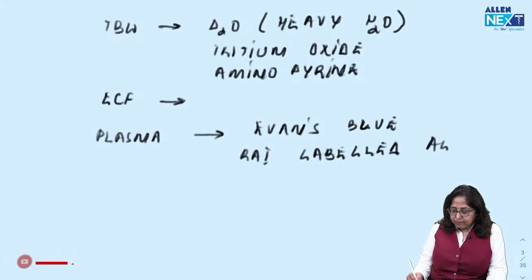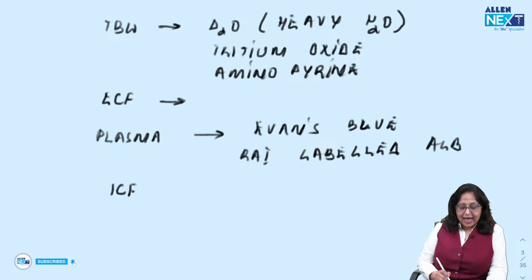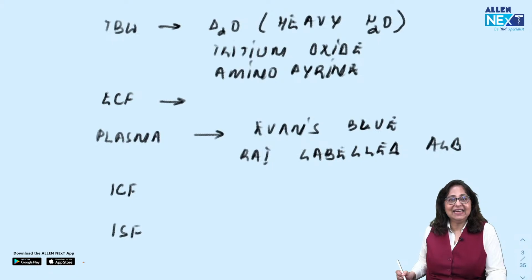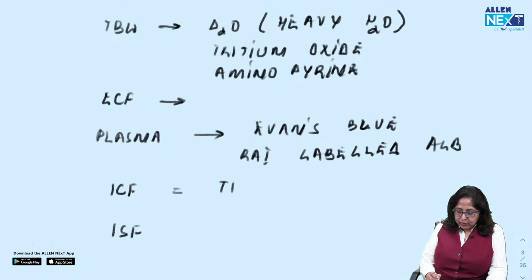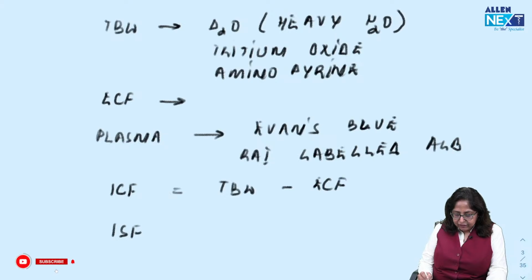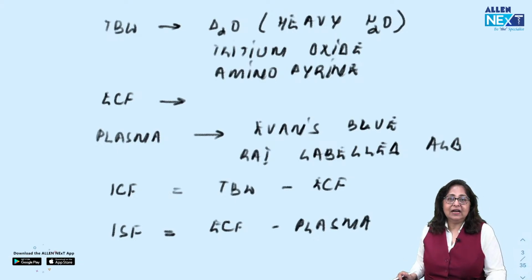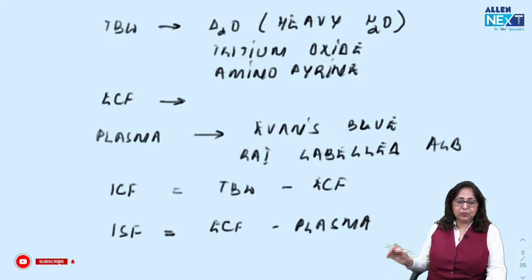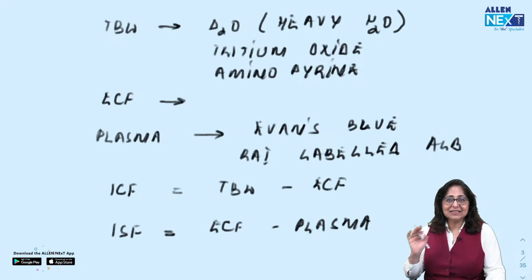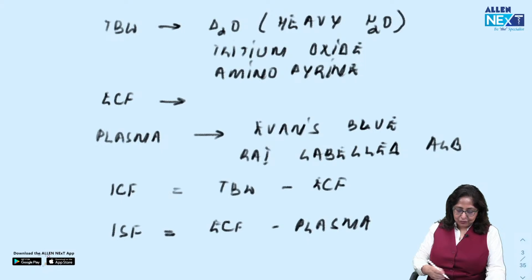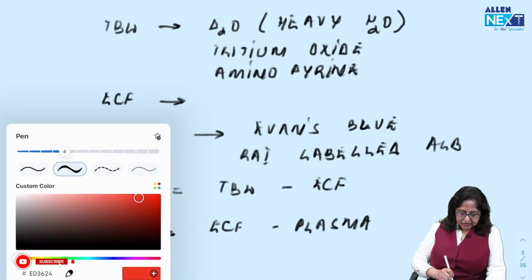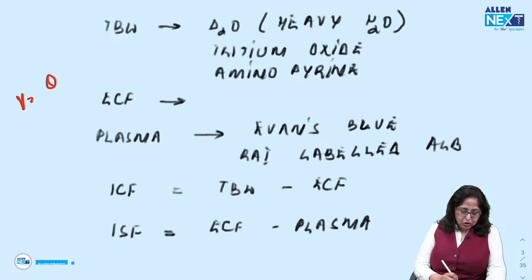For the measurement of intracellular fluid and interstitial fluid, these are both indirect measurements. For intracellular fluid, total body water minus the ECF. For interstitial fluid, ECF minus plasma. This is how we are going to measure the different body fluid compartments. But please remember, the substances used for measurement of different body fluid compartments are different, but the formula is the same. Which is the formula? We know that already. That is V is equal to Q minus E over C.